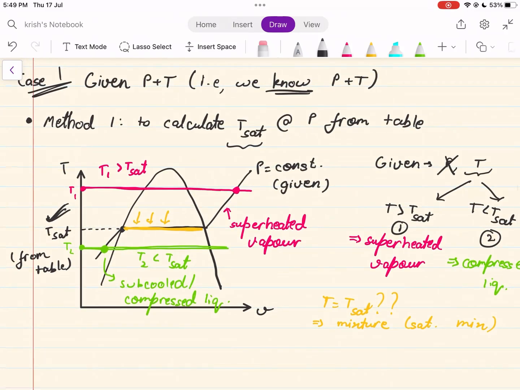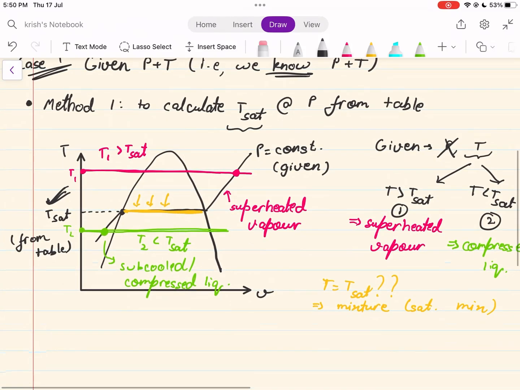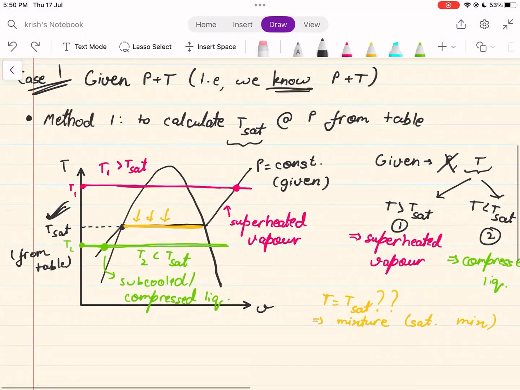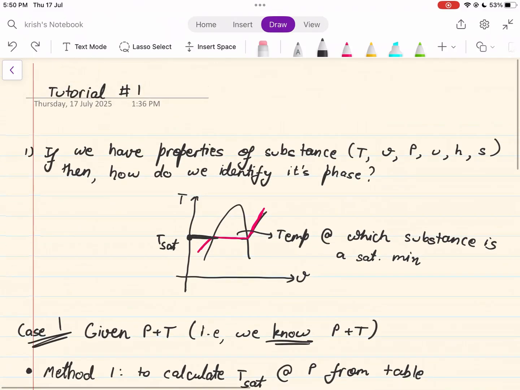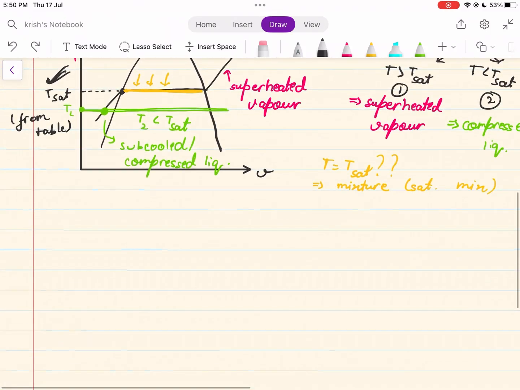So what we did was essentially use various parts of the graph and see at corresponding temperatures which part of the graph the substance can possibly lie in, right? If temperature was greater, then the two lines can only intersect in the superheated vapor line. So that means the substance must be lying on the superheated line. So it must be a superheated vapor. And then we applied the similar approach to the subcooled substance. Now we can do the other thing also. This is case 1, method 2.